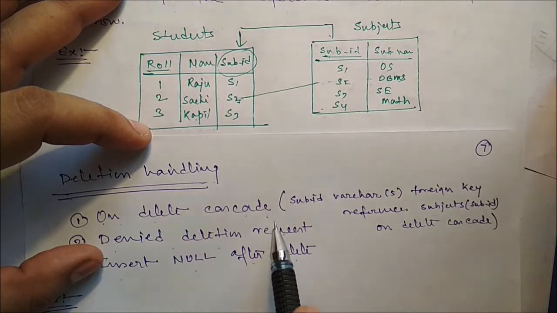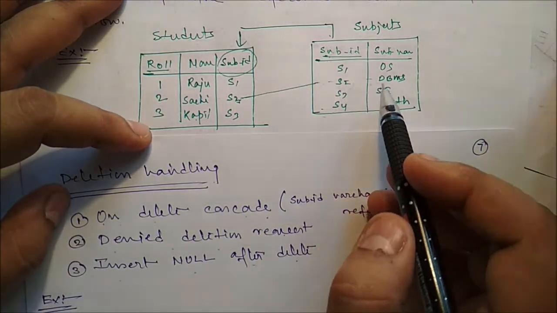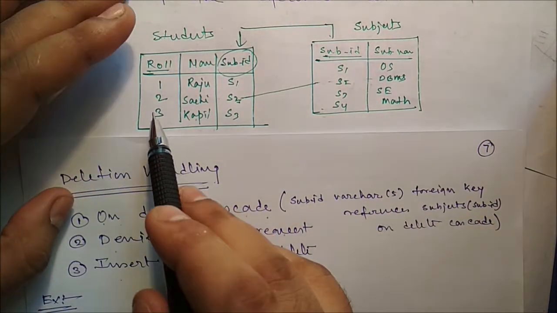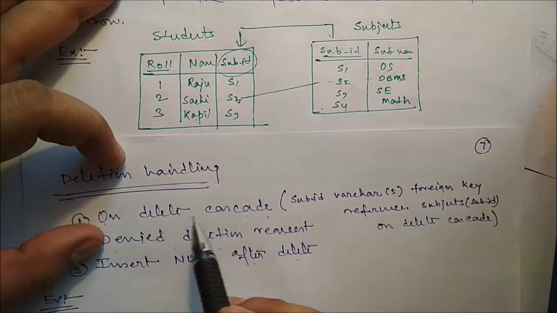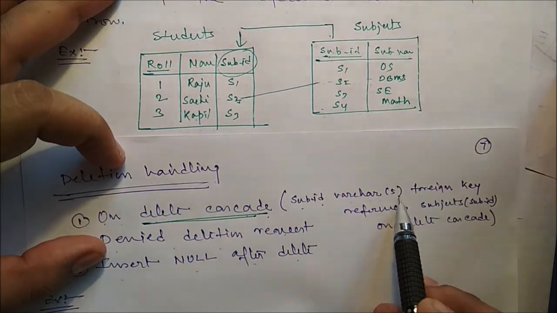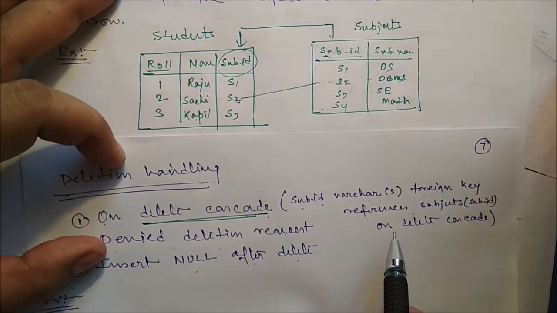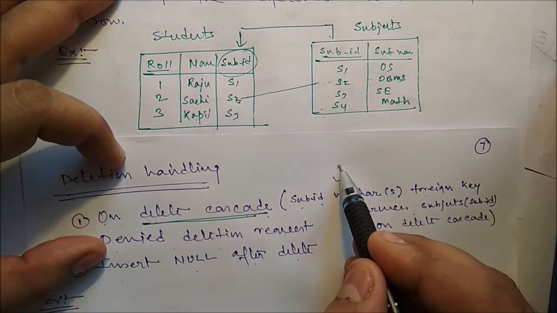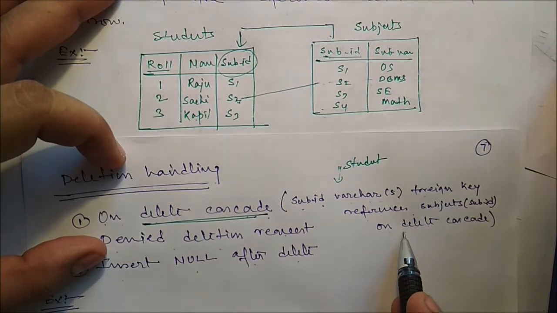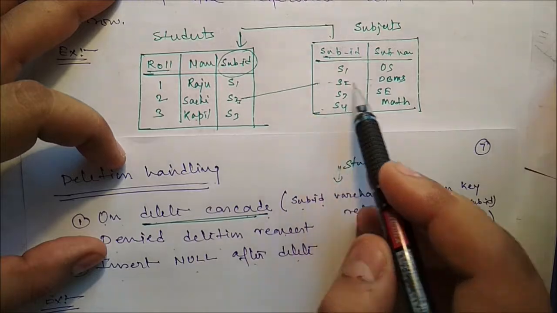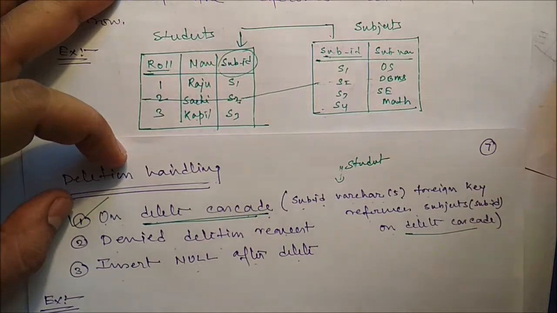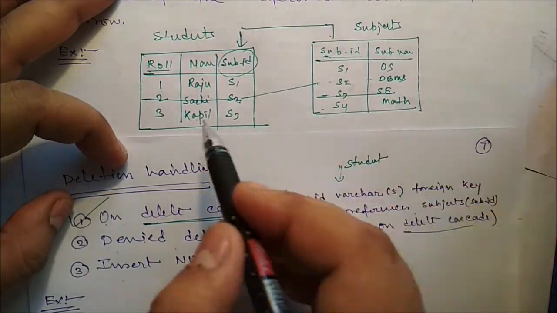That means if S2 is deleted from the subject table, then the row from the student table is also deleted. If you mention it is a delete cascade like this way, say subject ID varchar 5 foreign key references subject ID on delete cascade, that particular line in the student table. So if you mention in SQL it is on delete cascade. Now if you want to delete this one, simultaneously it will delete this row also. So that is called on delete cascade. Similarly, if you want to delete S3, it will delete this row also.